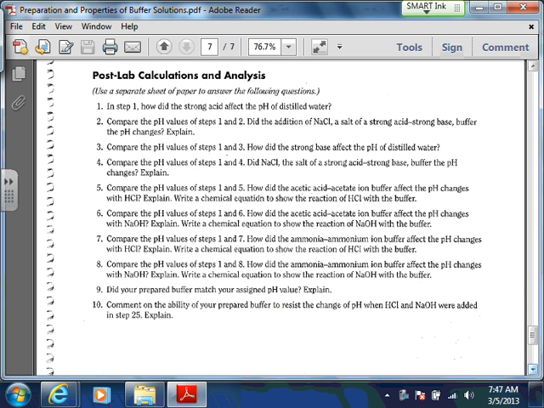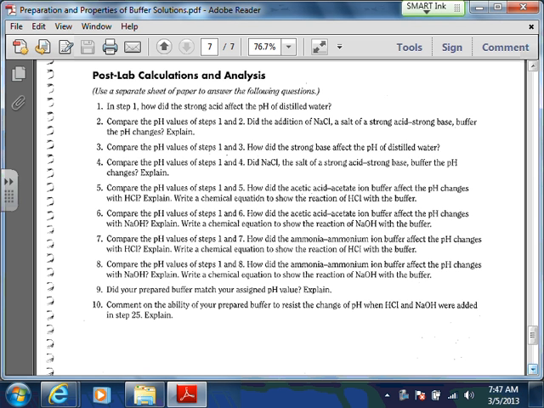Okay. Postlab question number 1. In step 1, how did the strong acid affect the pH of distilled water? You can answer that question. Compare the pH values of steps 1 and 2. Did the addition of NaCl, a salt of a strong acid base, buffer the pH changes? Okay. And we already know the answer to that. We should. Because sodium ions, when you put them in water, don't do anything, and the chloride ions also don't do anything. So that's really not going to, it shouldn't help to buffer the pH changes. So your data should show that.